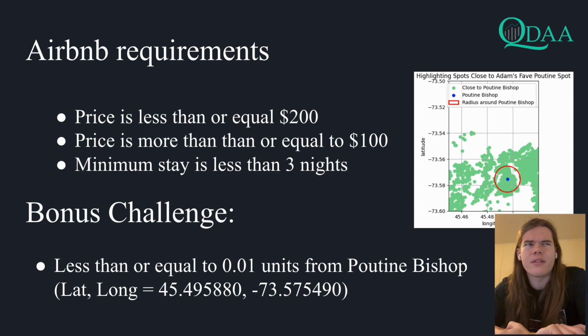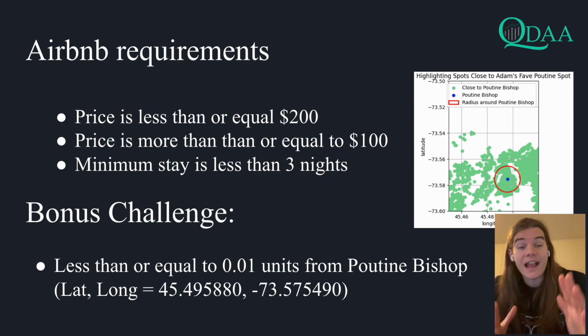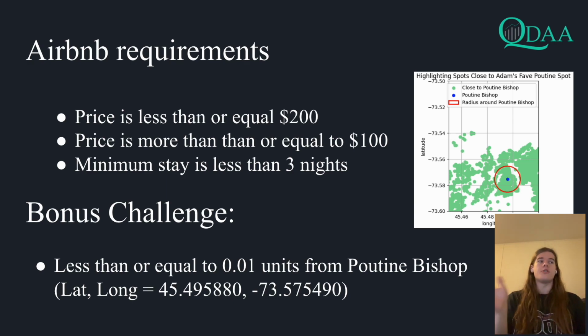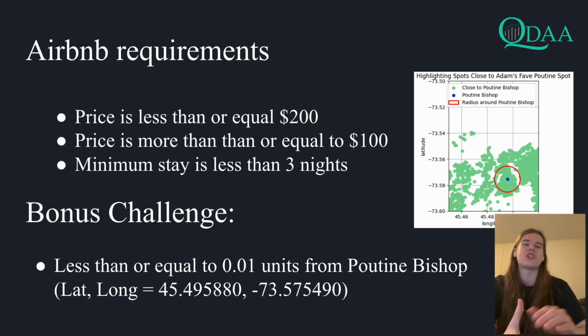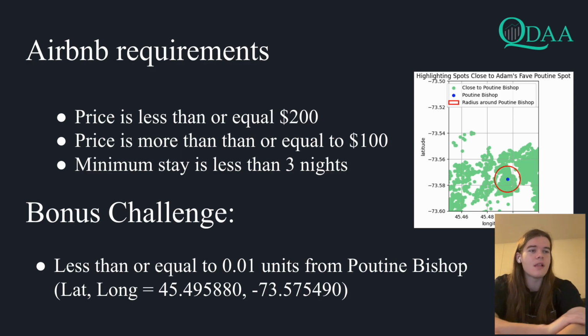I guess that wouldn't make sense. And then if you solve that, then you can come. But the thing is, I think since you guys are so smart, a lot of you might end up solving it. So I'm going to add in a bonus challenge. The latitude and longitude have to be 0.01 units away from Poutine Bishop.